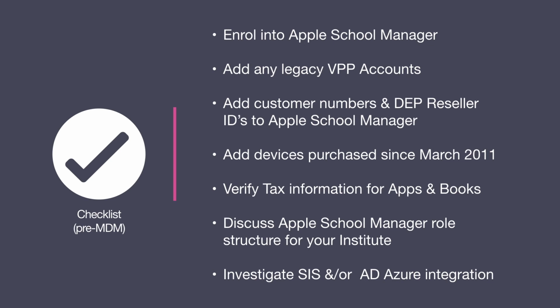Enroll into Apple School Manager. If you've got any VPP accounts you had previously, add them as well. Again, there's documentation on Apple's School Manager help page around this. Make sure you've got your customer numbers and your DEP reseller IDs added to School Manager. Speak to your resellers about adding your legacy, your older devices, the devices purchased since March 2011. Verify your tax information for apps and books.